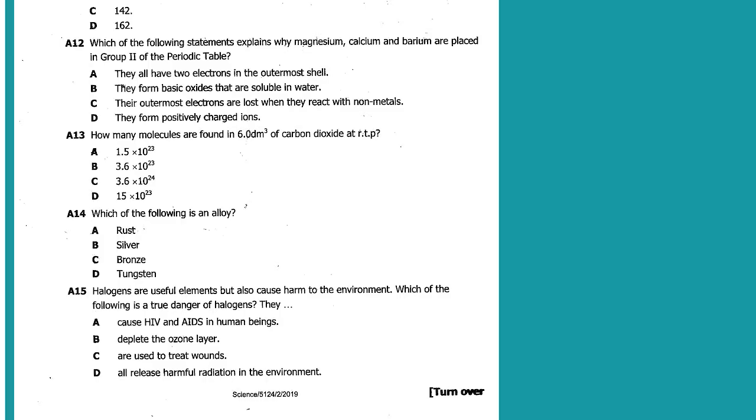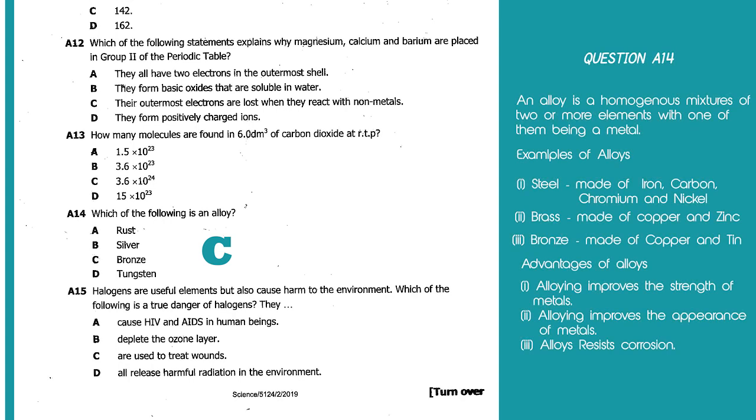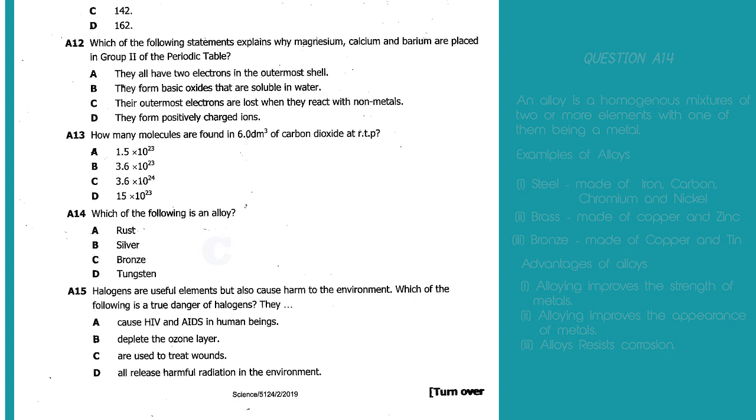Question 14. Which one of the following is an alloy? Our answer, bronze. Other examples of alloys include steel, which is an alloy of iron, carbon, nickel, and chromium. We have bronze, an alloy of copper and tin, and brass, an alloy of copper and zinc. Then you also need to know the importance of using alloys, which I've highlighted there.